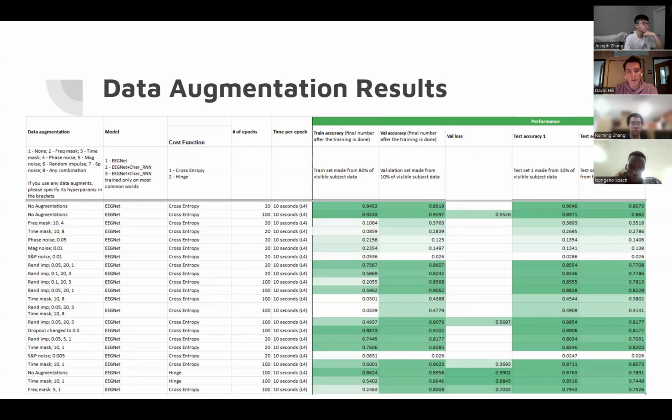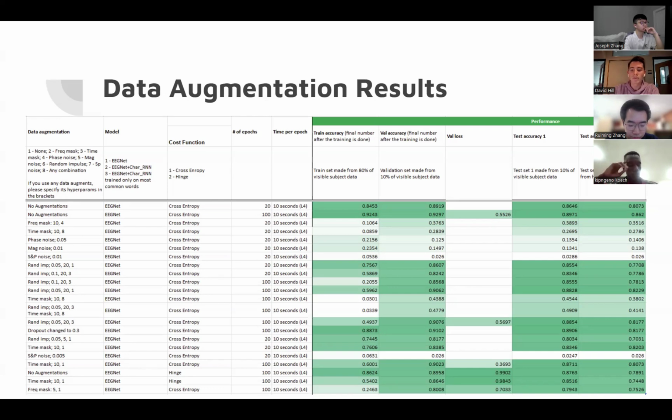This second row shows our best validation accuracy, which was with no augmentations for 100 epochs. We found that while none of the augmentations improved the validation accuracy, the time masking did improve the validation loss. This is promising for future work because it means that it is improving the model's confidence in its answers while not improving its overall correctness.